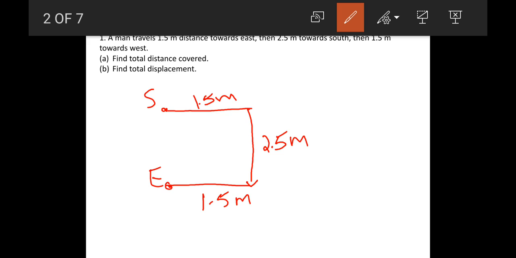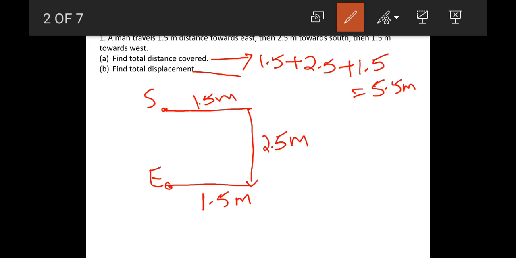Now first, what you have to find is the total distance covered. Total distance covered is the actual path length covered. So your answer is 1.5 plus 2.5 plus 1.5. When you add this, what will you get? 5.5 meter. So this is your distance.